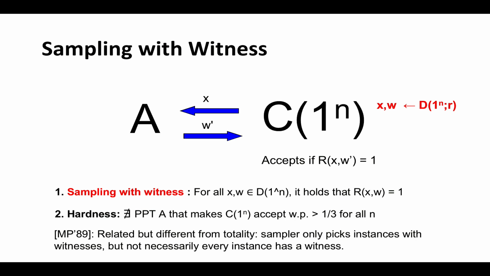So note here that the sampler always picks instances that are true, right? Because he knows a witness to them. He needs to pick an instance and a witness. So the instance X is always true also. But it's not the case that every X necessarily has a witness. So even though he's always picking instances that are true, this is not a problem in TFNP, because it's not necessarily the case for the language that every X has a witness. So Megiddo and Papadimitriou refer to these types of problems as promised TFNP problems. They're not exactly TFNP.